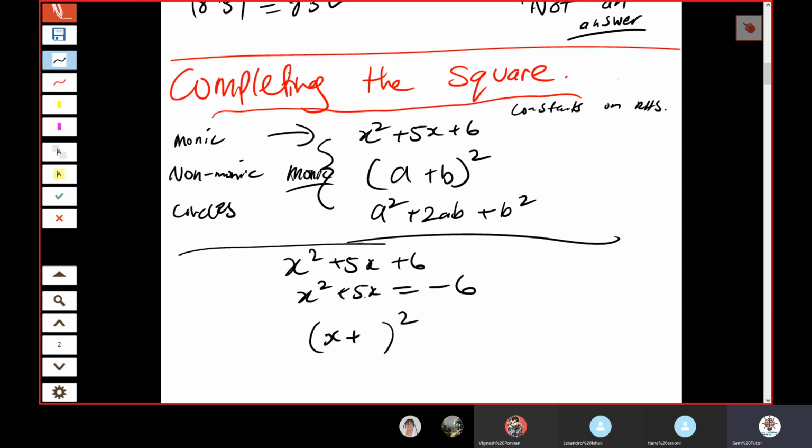So the rule is, once you've got your constants on the right-hand side, halve it, is what you'll hear me always say, halve it, square it. Halve it, square it. So half of this is, there it is. Square it on the other side. There it is.